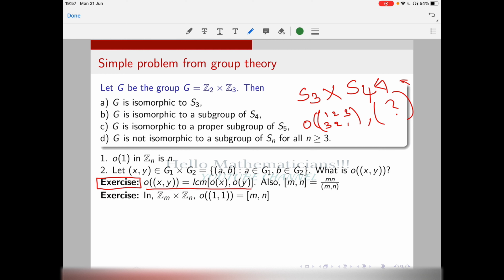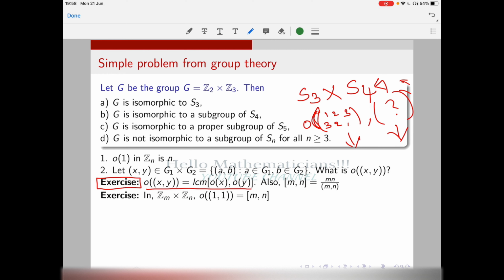But when it comes to the ordered pair of permutations, you should use this formula: LCM of order of x, order of y. So basically, you have to find the order of this permutation, the order of that permutation, whatever they are. Then you take the LCM. You will get the order of this ordered tuple, where the first coordinate is also a permutation and the second coordinate is also a permutation. Very good. Also, we have LCM equal to product by GCD, which will be used in the next slide.